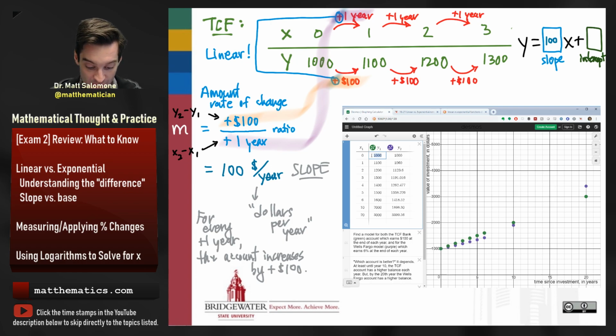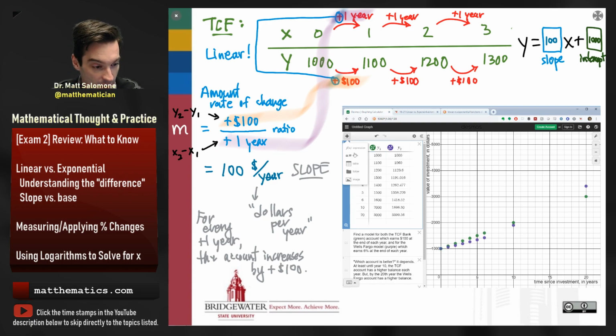That 1,000 is my y-intercept. So I don't have to do any fancy algebra to figure out the intercept for this example, because I already have it in my data table. Maybe we'll get an example of a situation where we do have to do that arithmetic before we're done with today's review, but maybe we won't. So here then is an equation for my TCF bank account. The value y of the account in year x since the investment was made is y equals 100x plus 1,000.